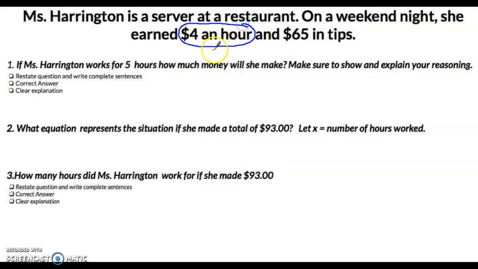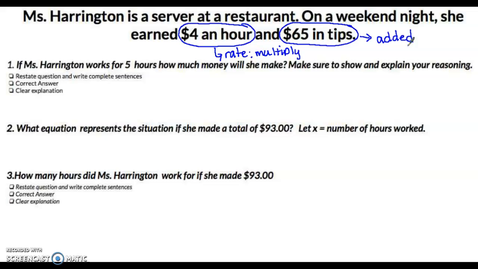$4 an hour. Well, I know that's a rate. And whenever I see a rate, I always think multiply. I think it's helpful to think about what the words really mean in the problems. Another piece of information is $65 in tips. I circled the tips as well because that's important. Tips are extra money we're making. So I'm thinking, okay, I'm going to be adding that.